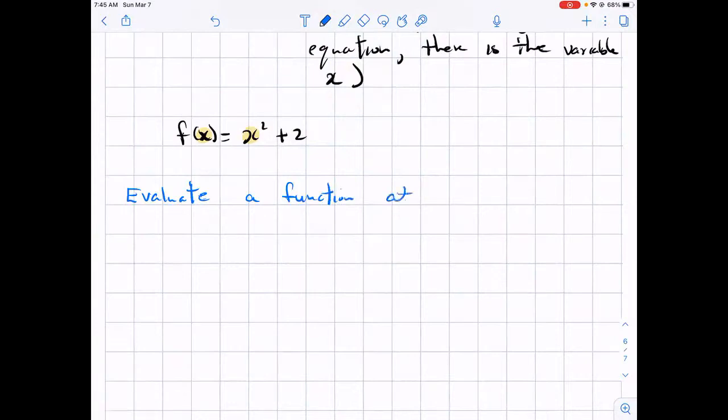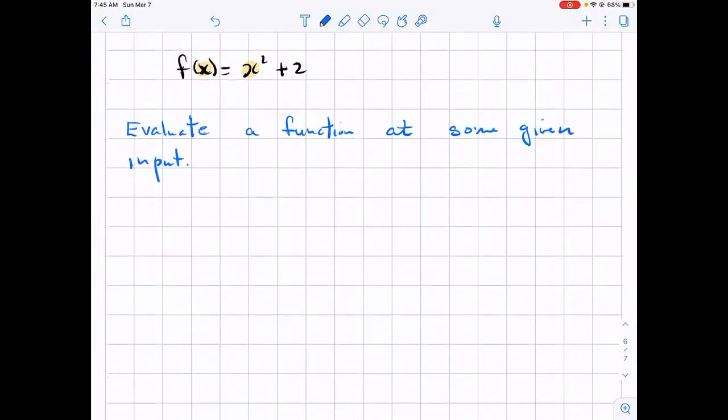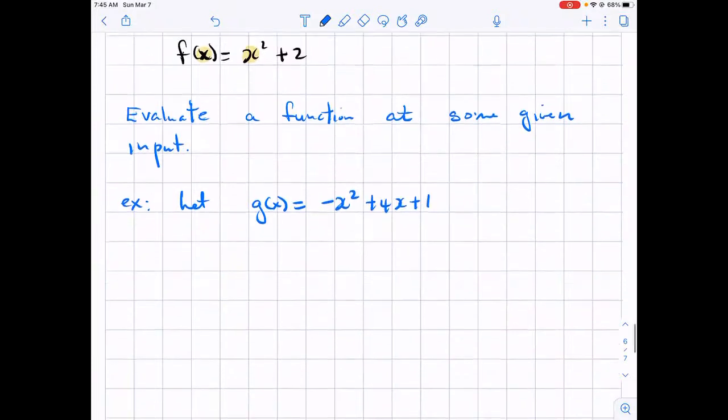At some given input. So, example, let g of x equals minus x squared plus 4x plus 1, okay?